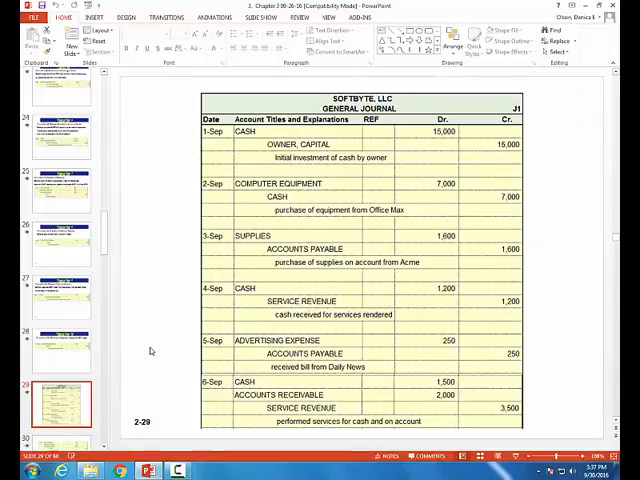If we look at our journal entries all together, we will see that every time we do a debit, we make a corresponding credit. So if we go through and we make sure that all of our debits are equal to our credits.